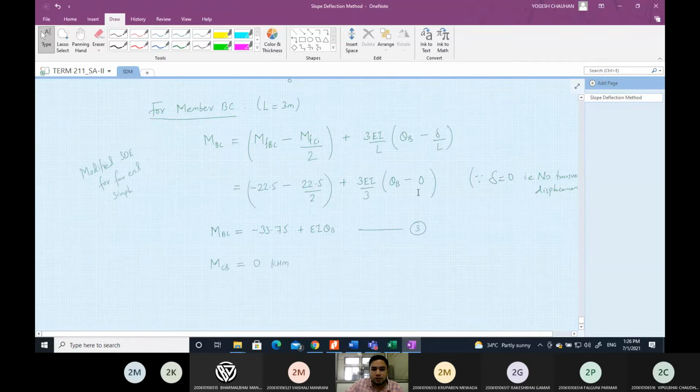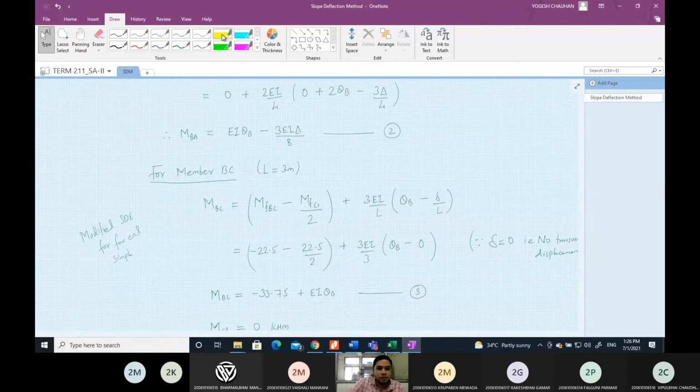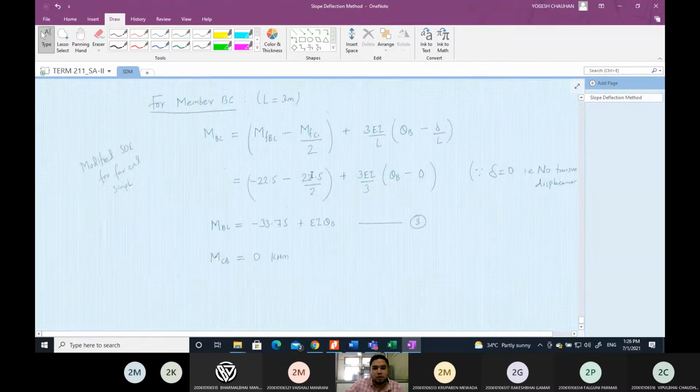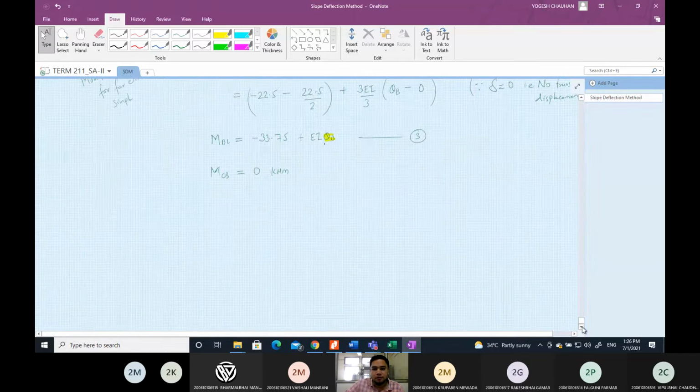So now you have the formulated slope deflection equations, but here the unknowns are this and this. So we have two unknowns, so we have to apply two equilibrium conditions. So in the next step, apply equilibrium condition.